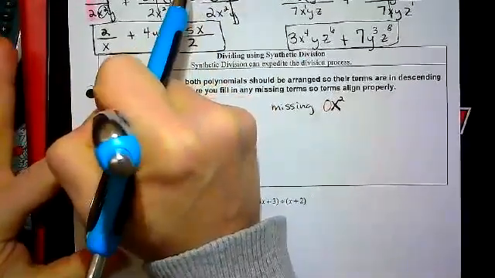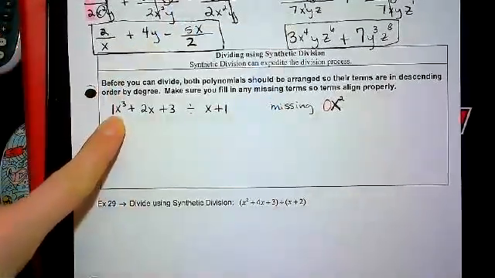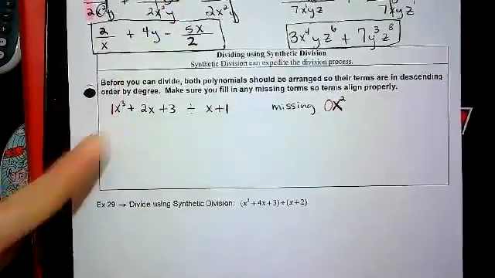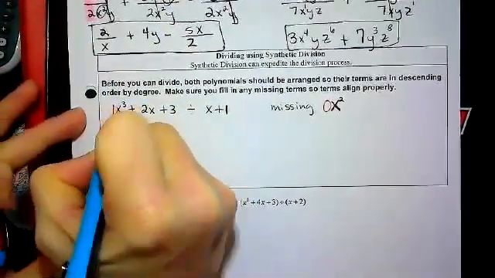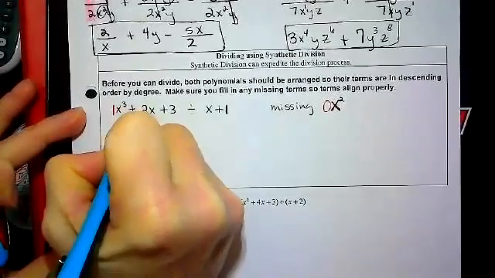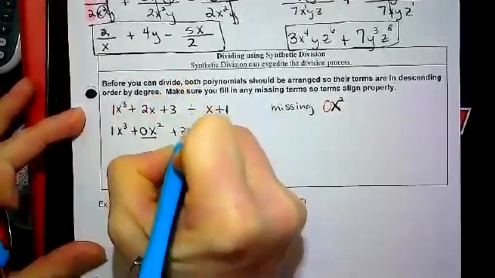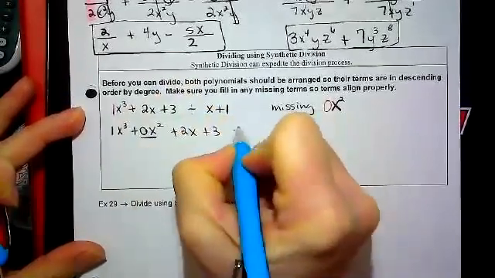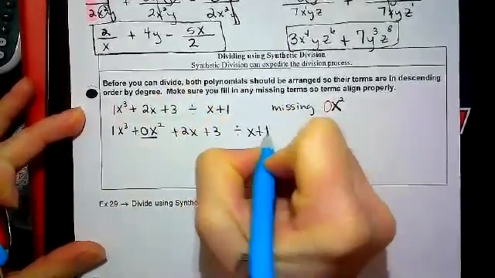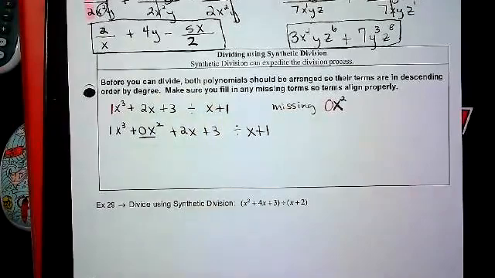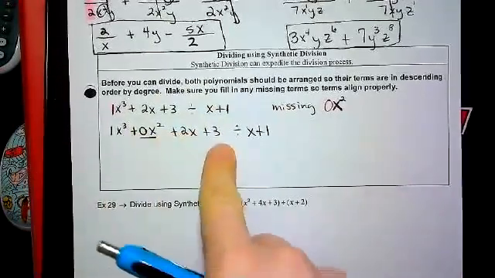In this case, there's an understood 1 in front of that x cubed, so we would have to remember that too. So really what we have here is 1x cubed plus a 0x squared, because that was missing, plus 2x plus 3 divided by x plus 1. And so what we're going to be doing is working with the 1, the 0, the 2, the 3 in our dividing.